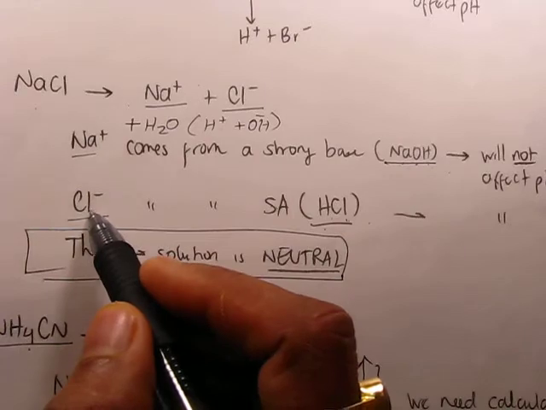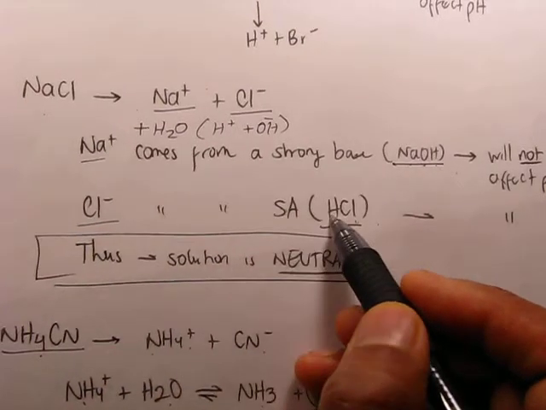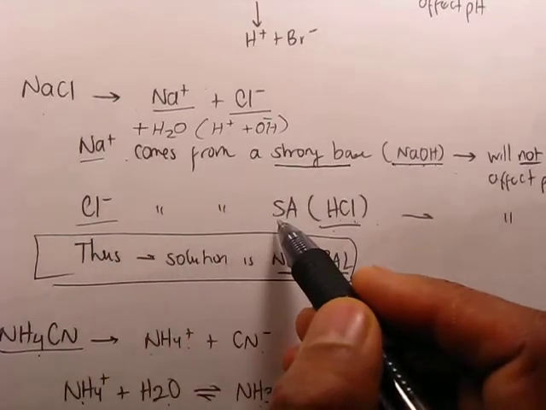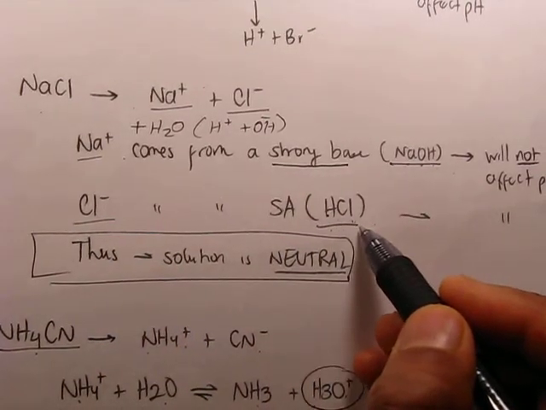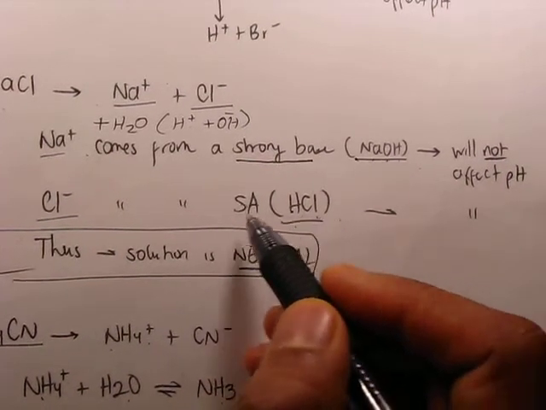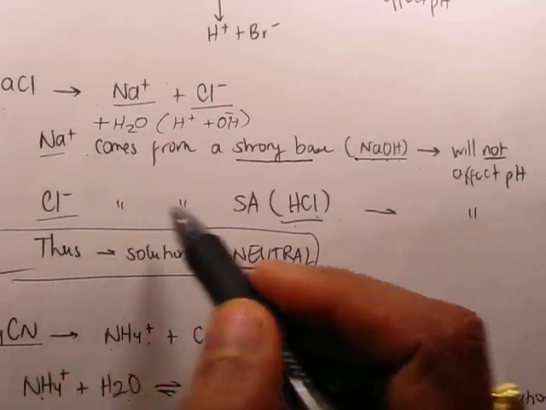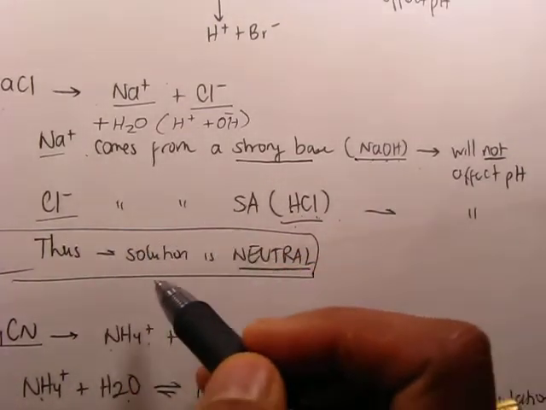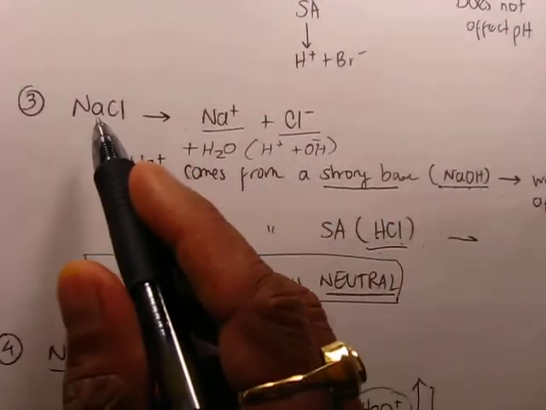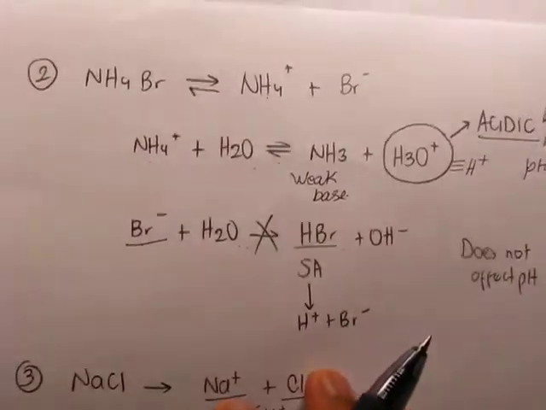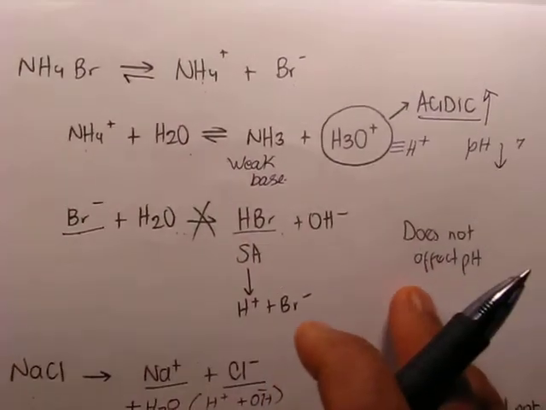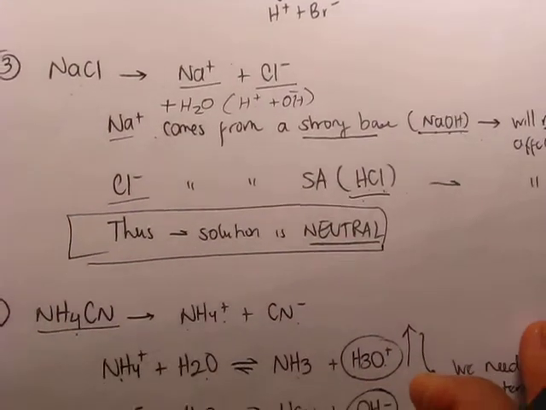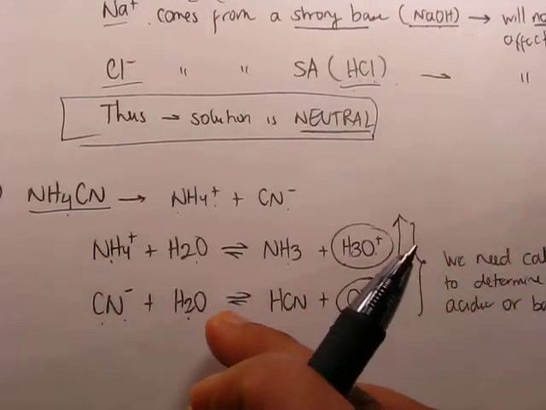What about the chloride ion? Chloride ion also comes from a strong acid. Sodium ion comes from a strong base, and chloride ion comes from a strong acid, HCl. So it will also dissociate 100% into ions. That is why neither sodium ion nor chloride ion will change the pH. The solution will be neutral, and the salt is called a neutral salt. Ammonium chloride salt will be called an acidic salt, and sodium chloride salt will be called a neutral salt. What about ammonium cyanide?